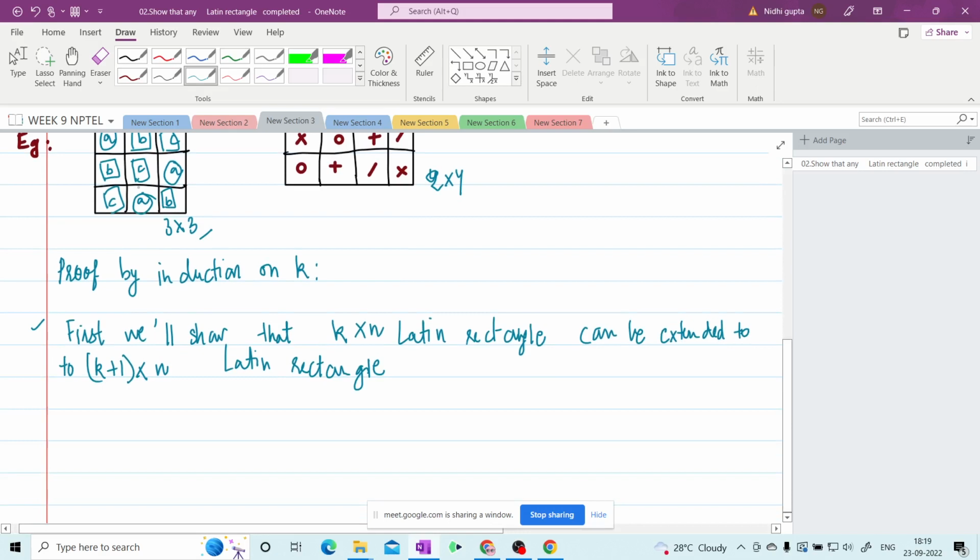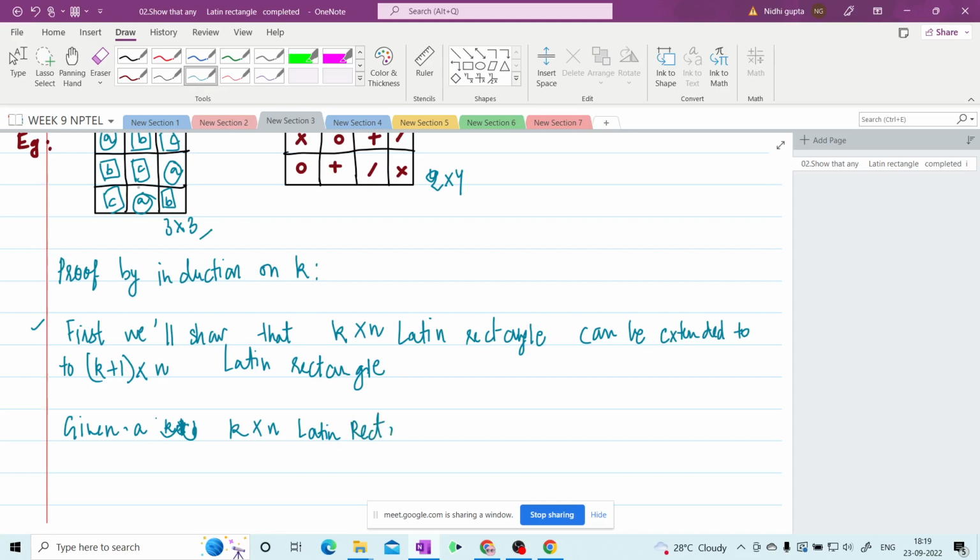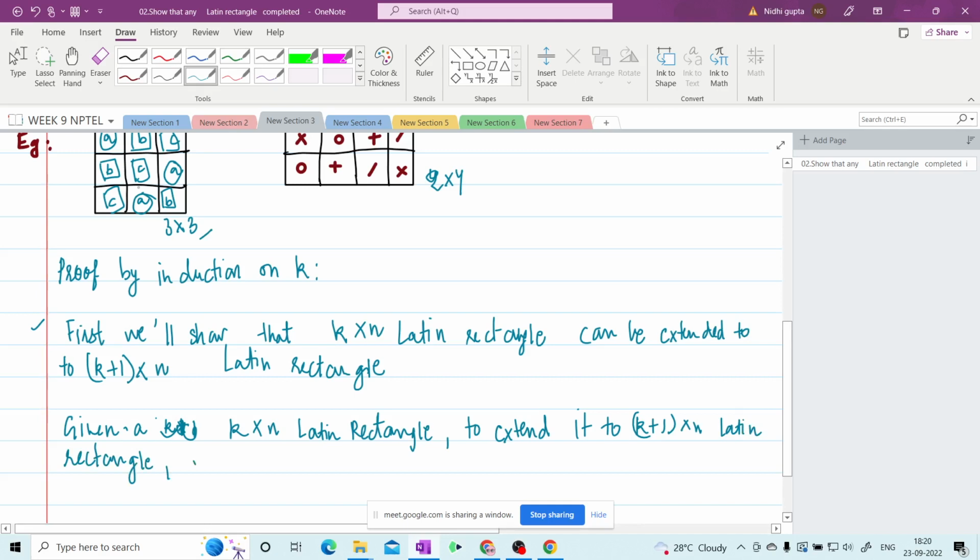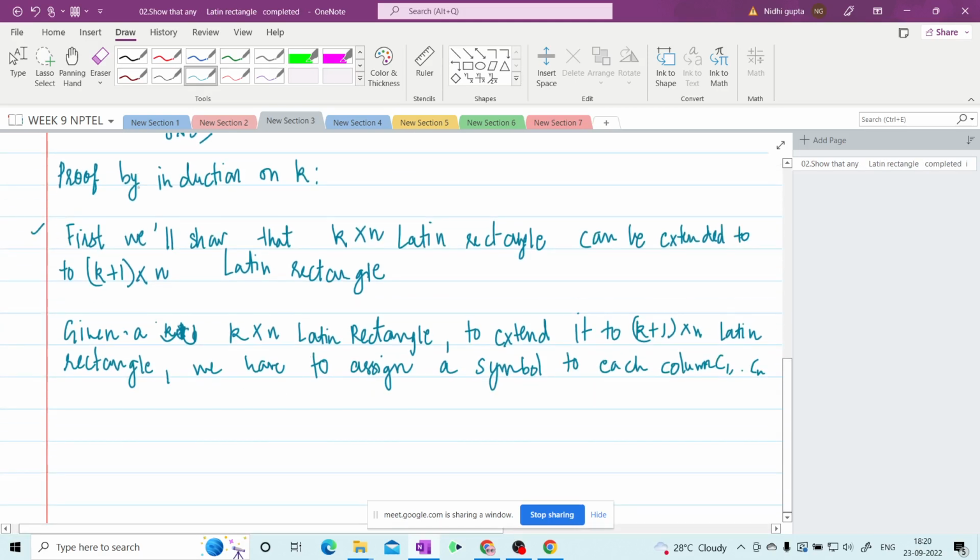So what do we need to do? Given a k cross n Latin rectangle, to extend it to a k plus 1 cross n Latin rectangle, what we have to do is assign a symbol to each column, C1 till Cn, such that it satisfies two conditions.